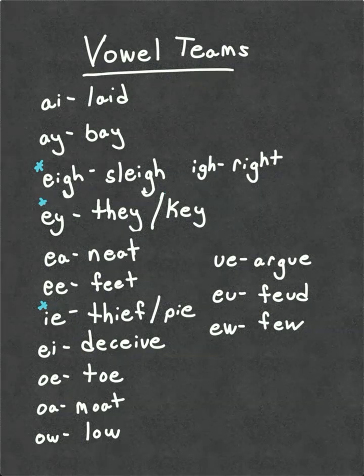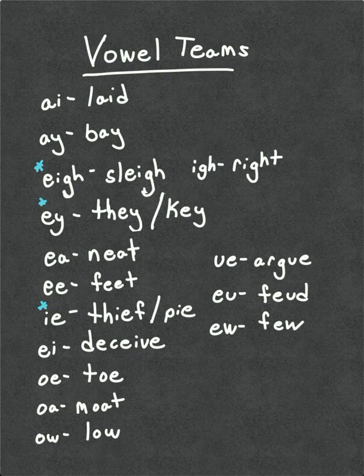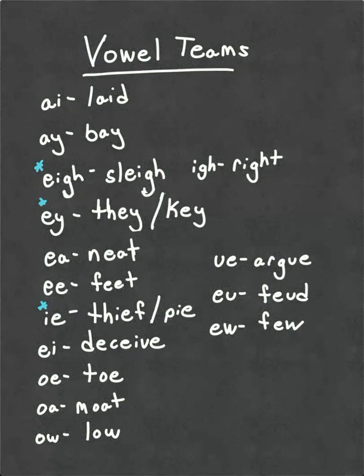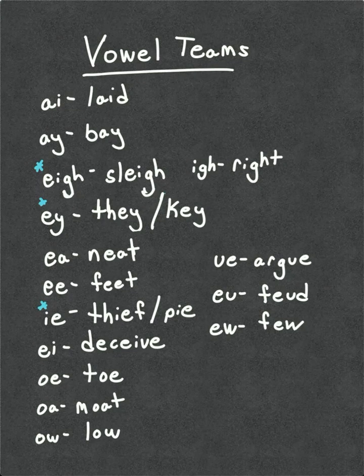The A, E-I-G-H, sleigh, as opposed to I-G-H in right. Sleigh, right. That I-G-H, different sounds. Just like the E-Y, sometimes it's making a long A and sometimes it's making a long E. They, as opposed to key. Once again, a sight rhyme.